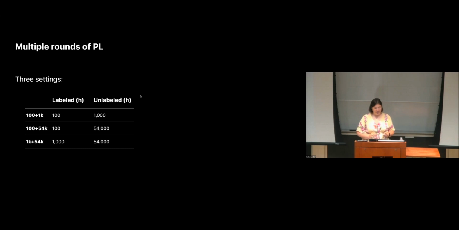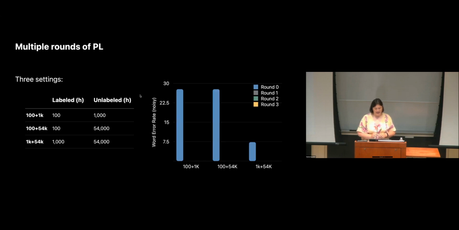Okay, so now the question: I showed you that we can do multiple rounds of pseudo labels, right? And the question is, do we improve here or not? So we did 3 settings, where you can consider a lower resource setting where you have 100 hours of labeled data, and then additional unlabeled data, either low scale or high scale. And here we repeat the pseudo label process again and again, getting a better model. And then you reuse this model to relabel your data.